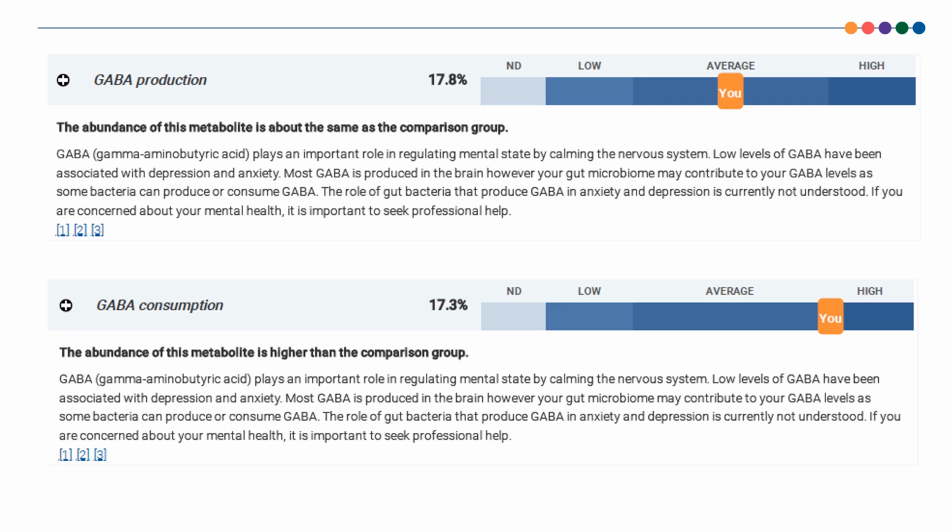We look at two markers on this report related to GABA. The bacteria can both produce and consume GABA, which is a calming neurotransmitter. Low levels of GABA are associated with depression and anxiety. In general, a balance between production and consumption is preferred. In this case, we see slightly more GABA being consumed versus produced. The role of the microbiome and associated treatment is still being studied. If the patient does experience a mood disorder, it's important to seek professional help.